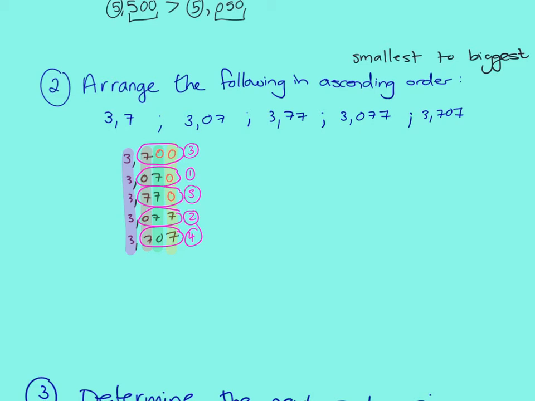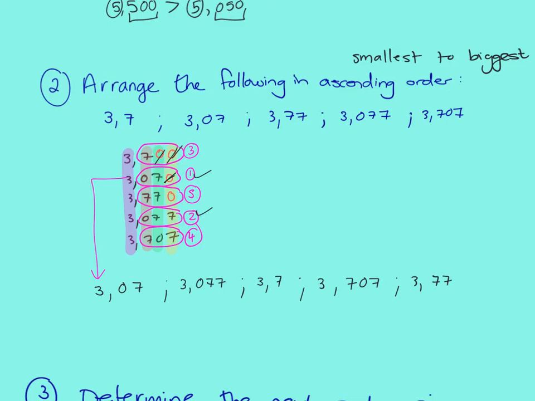Alright, so let's order them now. Which was the smallest? The smallest one was number 1. So 3,07. Now my 0 that I put in, I must take away now. Then my next one is 3,077. Then my next one is 3,7. I must take away my zeros that I've put in. Then it's going to be 3,707 is the second biggest. And then the biggest one is 3,77. So that's ordering from smallest to biggest.